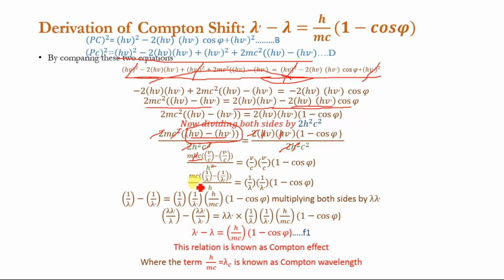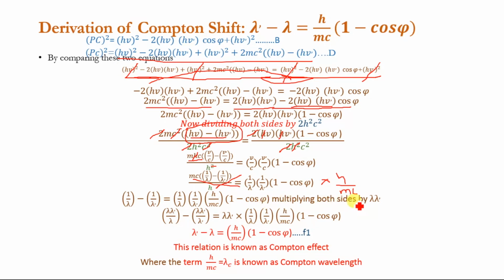This mc becomes, we can write this as h/mc. So we transfer this term to this side and this h to this side. So 1/λ − 1/λ′ is equal to 1/λ′ into h/mc into (1 − cos φ).